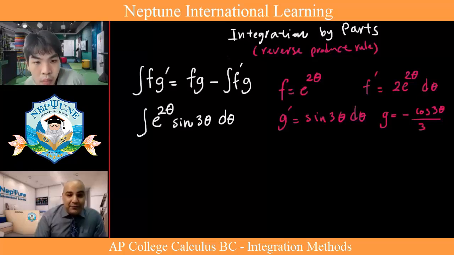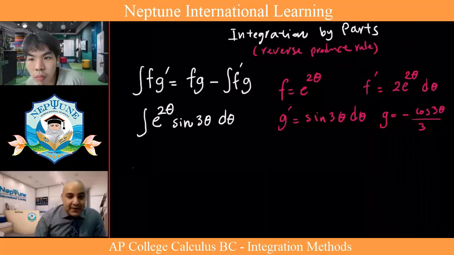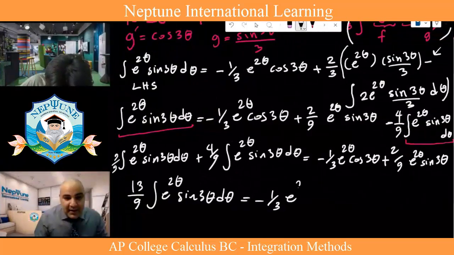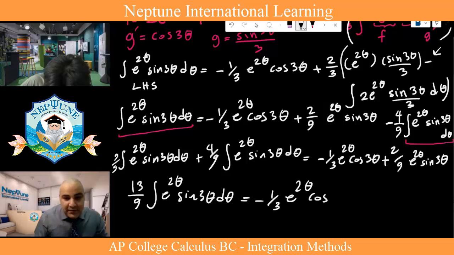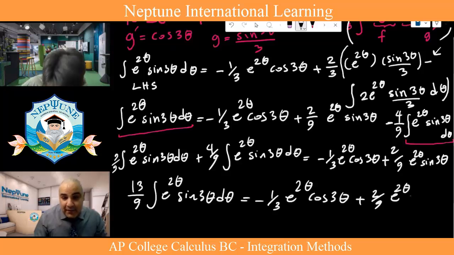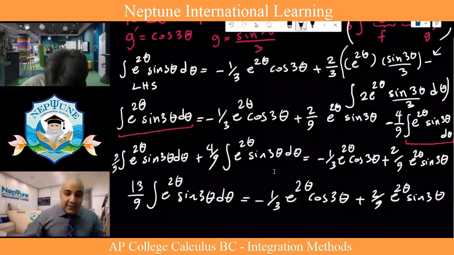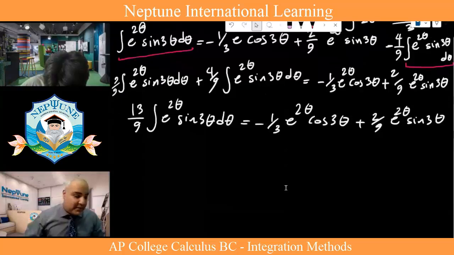Now let's follow the rule. F. What is F? 1/3 e to the 2 theta cosine 3 theta plus 2 over 9 e to the power of 2 theta sine 3 theta. Now we're done. We just need to divide by 13 over 9.